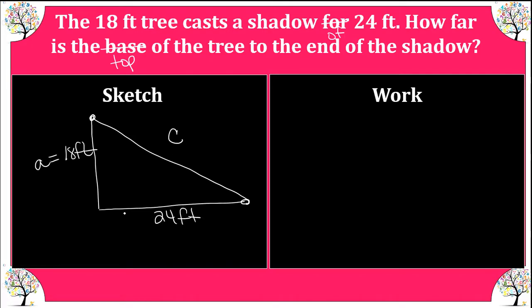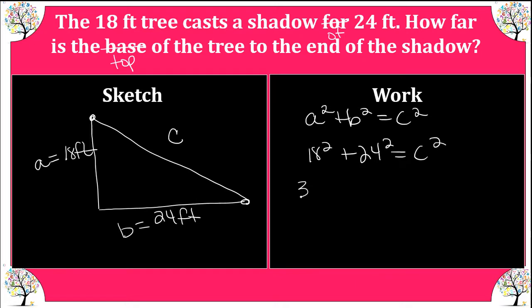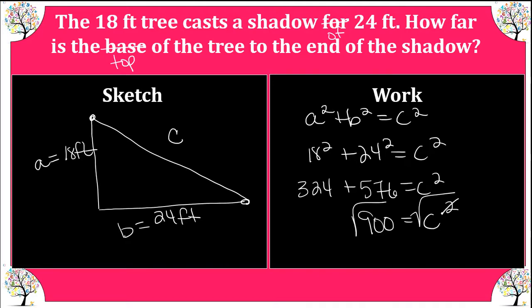So A equals 18 this time and B equals 24. So we have 18 squared plus 24 squared equals c squared. We're going to add these together. We're going to undo the squaring by taking the square root, and c is 30 feet.